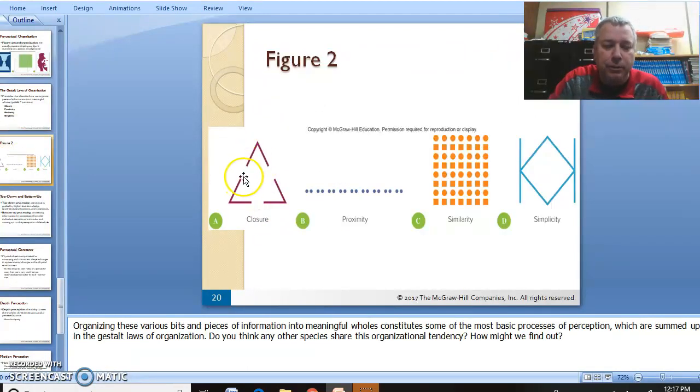Okay, so right here we've got closure. Now right here we see a triangle, but there is no triangle. There is no line right here. This is completely blank, but we fill in the blanks by using closure. Here we've got proximity. We like to group these two together. We group them in pairs because of their proximity to one another. Similarity: we've got squares, circles, squares, circles. We like to group things that look similar. And simplicity is the simplest way possible, okay?